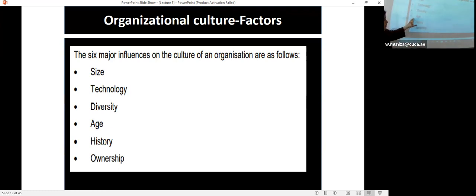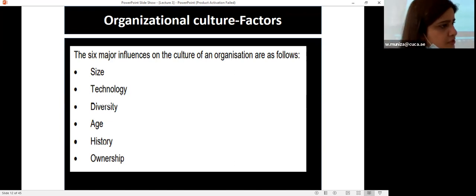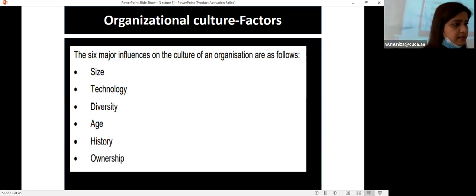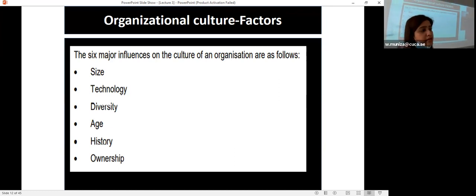Then age. The persons who are working in the organization are of which age? If all of the persons are young, the culture of the organization will be more energetic. If the persons who are working in the organization are older, then they will be depending upon the machine bureaucracy. They will not be having any kind of input from their own. They will be doing the practices, whatever is being taught in their whole lives. If the persons are young, the innovation and creativity in the organization would be coming.